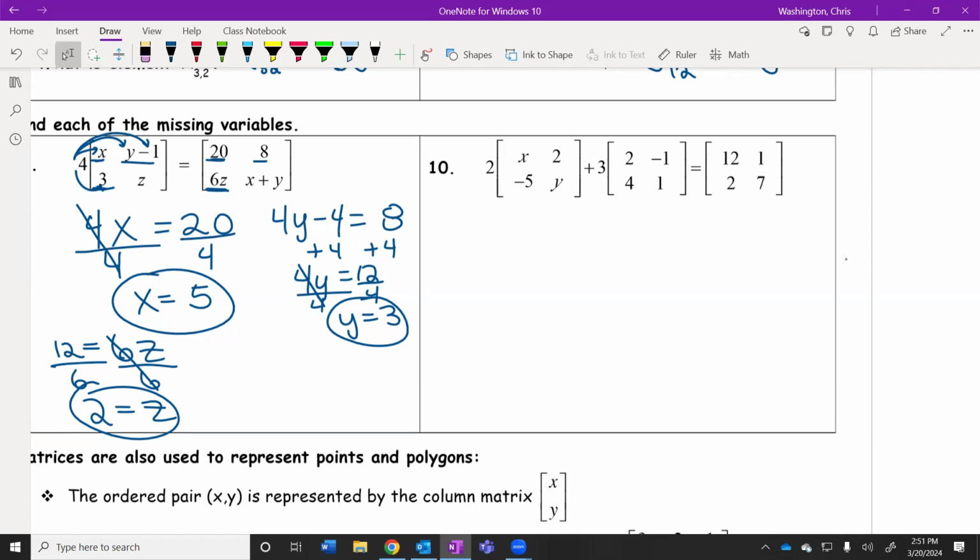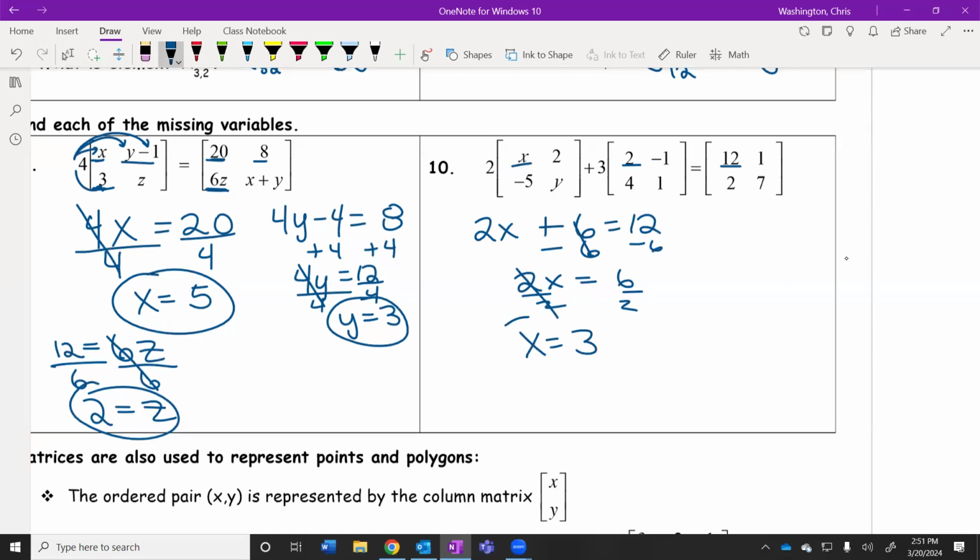All right, for X, 2 and 12, but we got the scalar multiple. So 2X plus 3 times 2 is 6. So 2X plus 6 has to equal 12. Subtract 6 from both sides. We get 2X equals 6. And then divide by 2. We get X equals 3. X equals 3 for number 10.